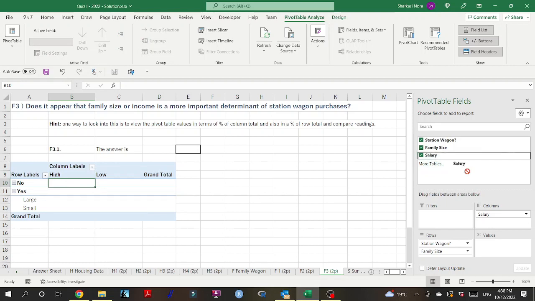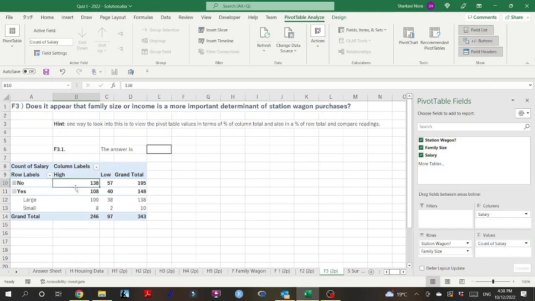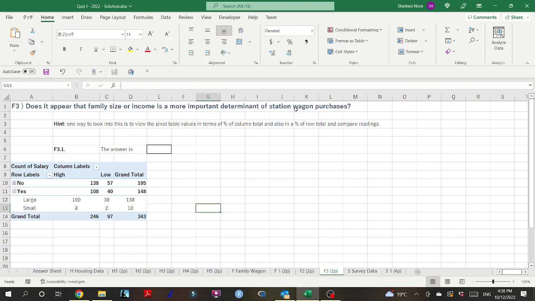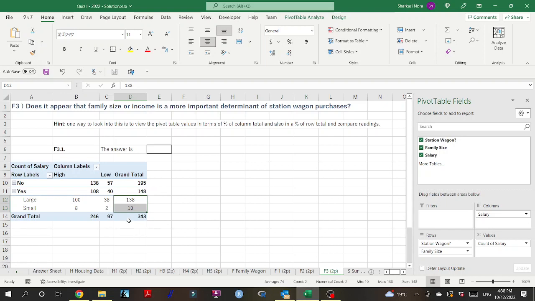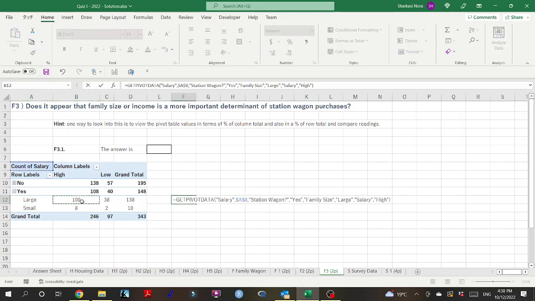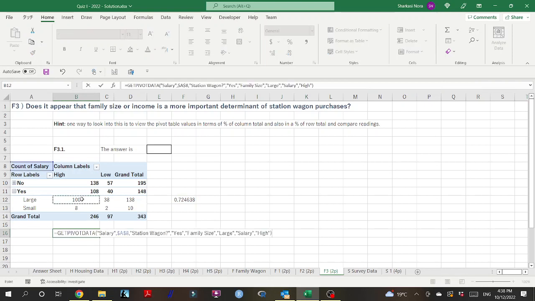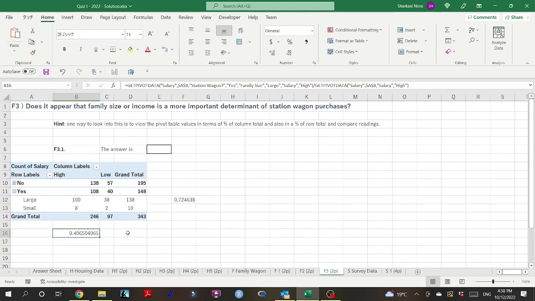So I need to just fill it in here with a count. So here is the count. As you can see here, let's just put it here together. So which one is the determinant? I have here the grand total. Seems like I have here 100 from 138. So this is 100 over 138, and that will be 72%. And over here, this 100 comes from 248, and this is 46%.